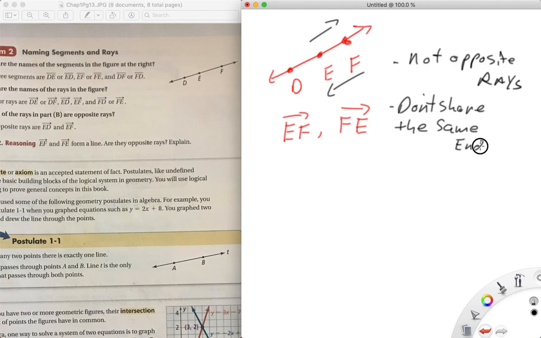And that's one of the conditions. So you can have rays going in opposite directions. However, if they don't share the same endpoint, we can't call them opposite rays.